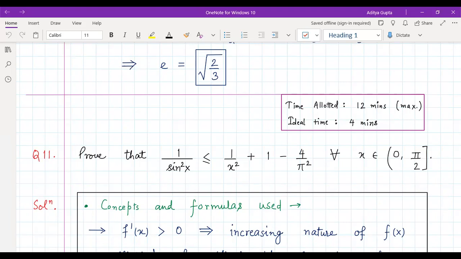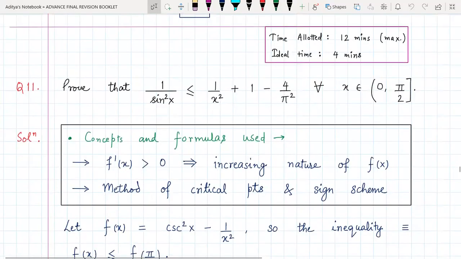The concepts and formulas used are very basic. Whenever the derivative of a function is greater than 0, it implies an increasing nature of the function f of x, and we should also know the method of critical points and sign scheme. Now let's see how to solve it.